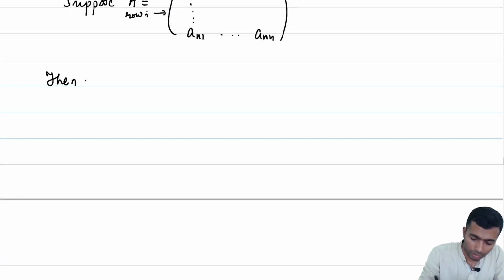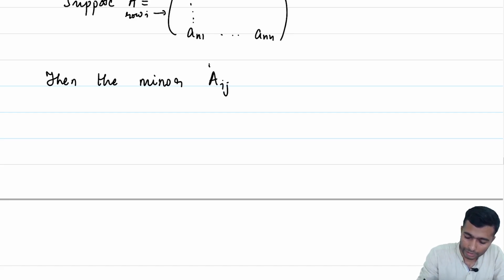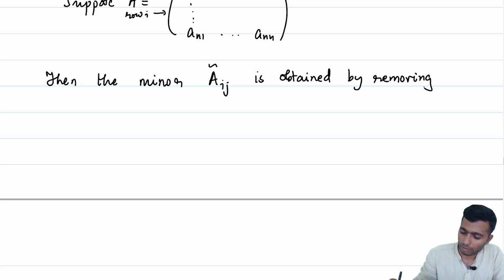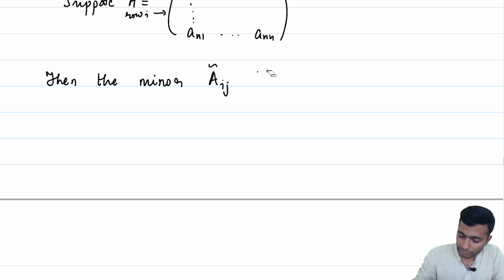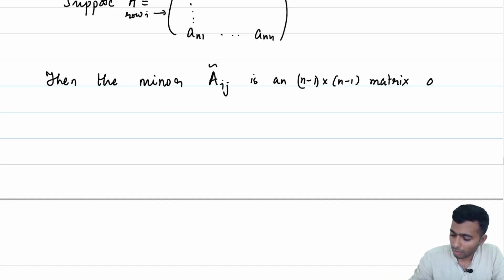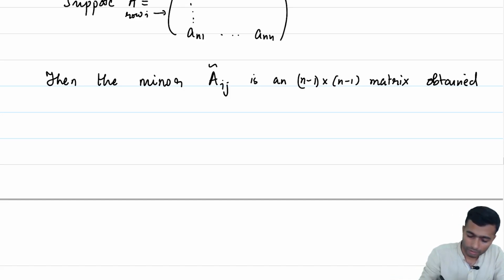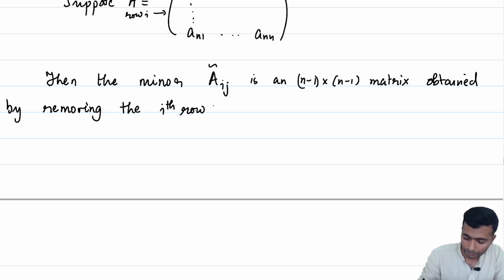Then the minor A_ij tilde is obtained by removing. So, it is an n minus 1 cross n minus 1 matrix obtained by removing the ith row and jth column.